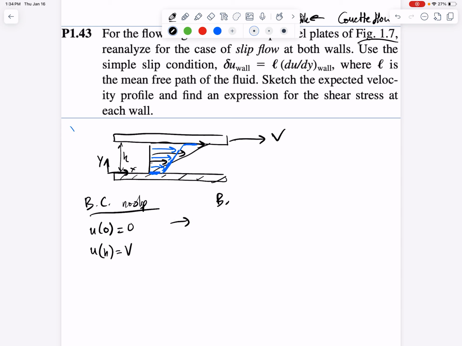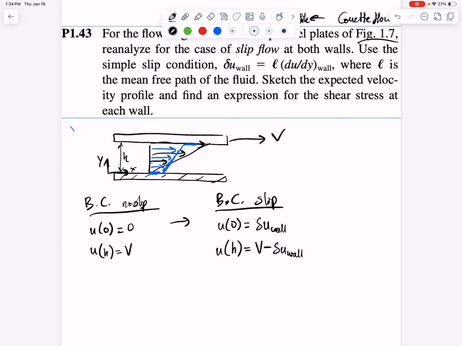However, dealing with slip, we get the following. Our initial velocity at the bottom surface isn't 0. It's delta U wall, which is the slip velocity. At the top surface, what we would get is the velocity of the top plate minus the slip velocity at the wall.